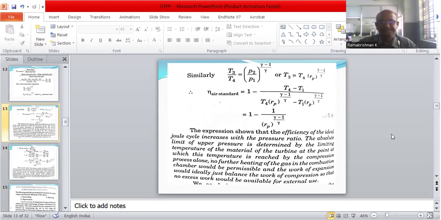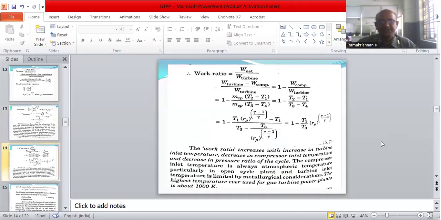Here, from the expression, the ideal Joule cycle efficiency increases with the pressure ratio. But we cannot increase the pressure in the cycle enormously; there is an upper limit of the pressure. The limit is determined by the limiting temperature of the materials of the turbine. At that point, it is the same as the compressor inlet temperature. So this is the air standard efficiency.